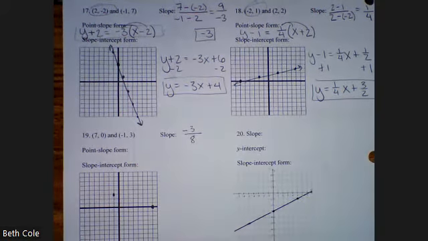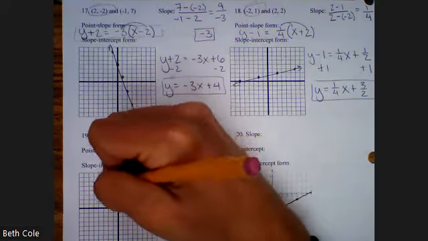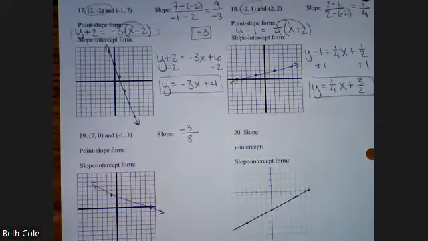I believed you. I just wanted to check that I pointed in the right spot. So yeah, you can do that as well. Just plot them and connect them, and then just count the little boxes to get your slope.